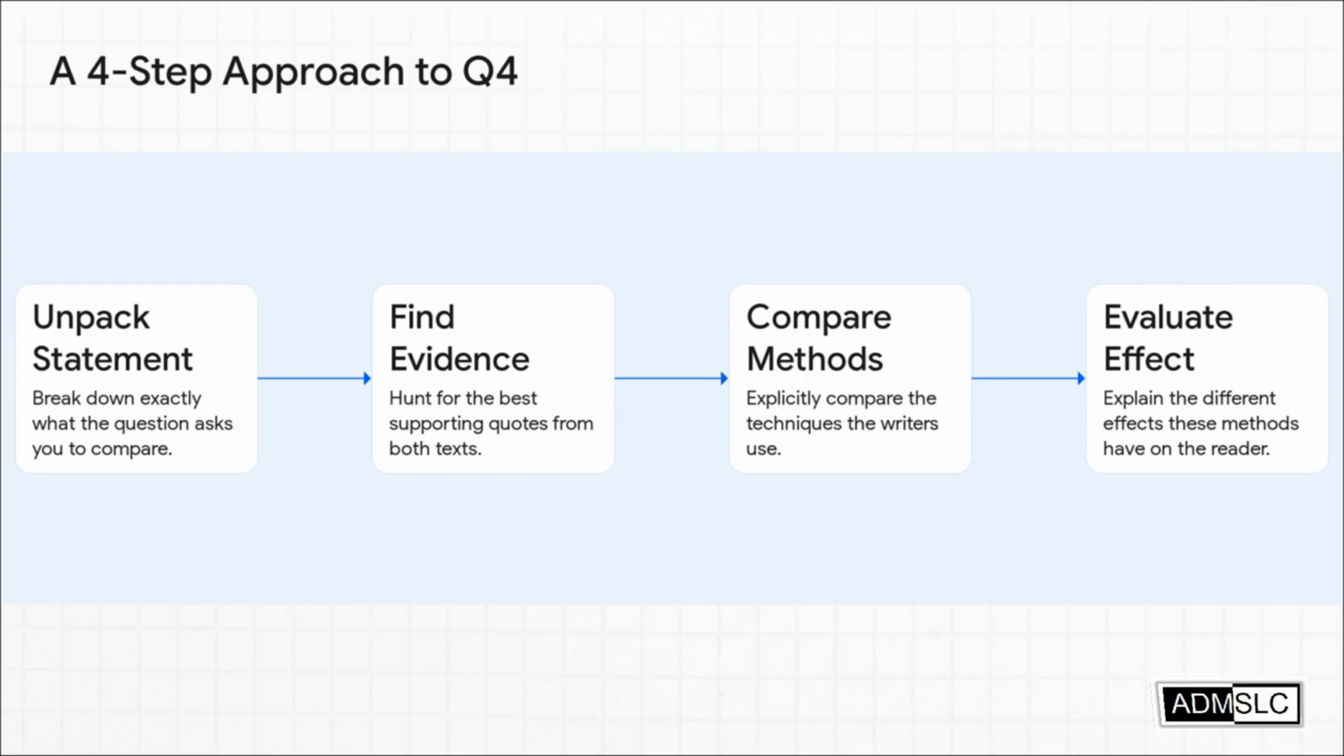Here is a clear, repeatable strategy that just works. First, you're going to break down exactly what the question wants you to compare. Then you go on a hunt for the best possible quotes from both texts. Next, and this is crucial, you explicitly compare the techniques they're using. Is one writer using metaphors while the other is using cold, hard statistics? And finally, you evaluate the effect. You explain the different impacts these methods have on you, the reader.